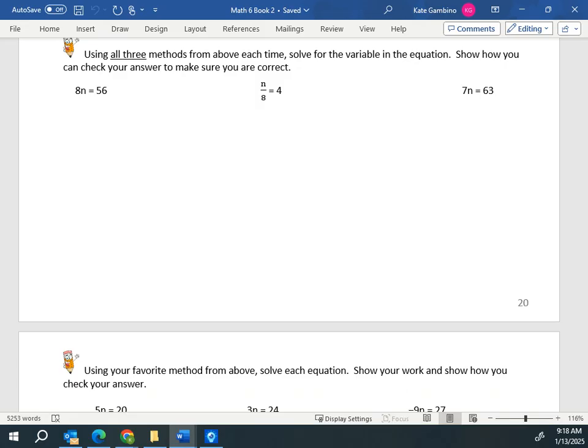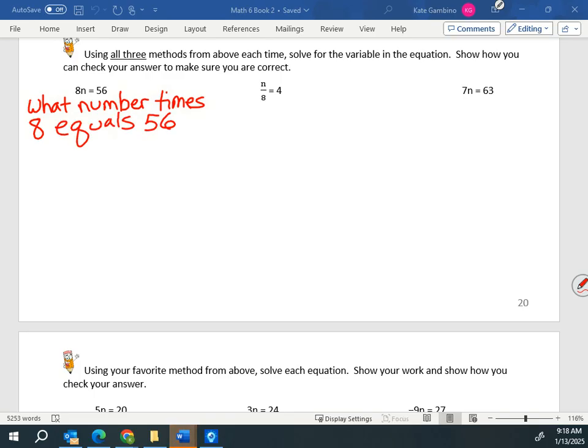So what question would I ask for 8n equals 56? Adeline. So what number times, we're going to do it at the bottom here. So what number times 8 equals 56? And if we know our multiplication tables, what number times 8 equals 56, Emma? 7.